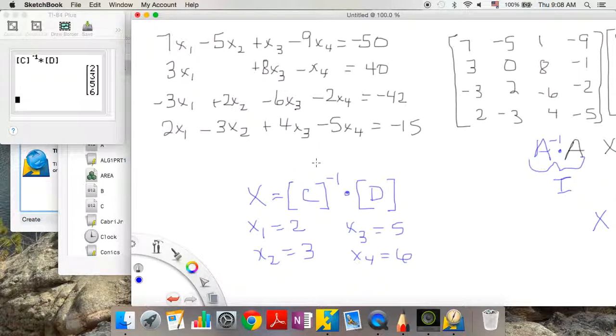And figure these things out. Make sure you've read the section thoroughly and that you understand what an inverse is and what the identity is and how to use those, and we'll go over it some more in class.